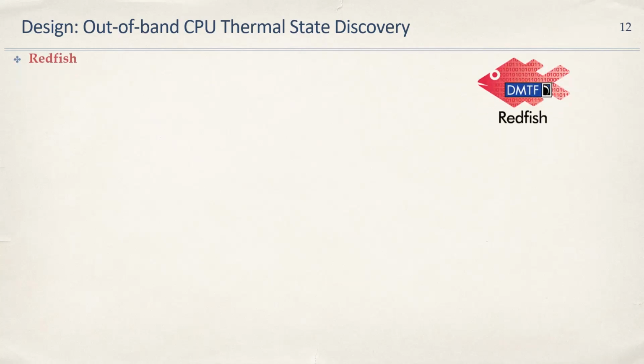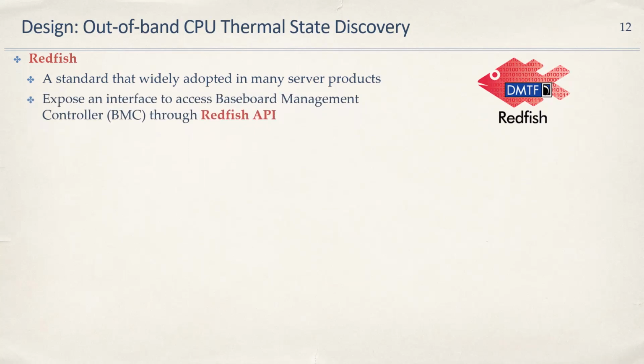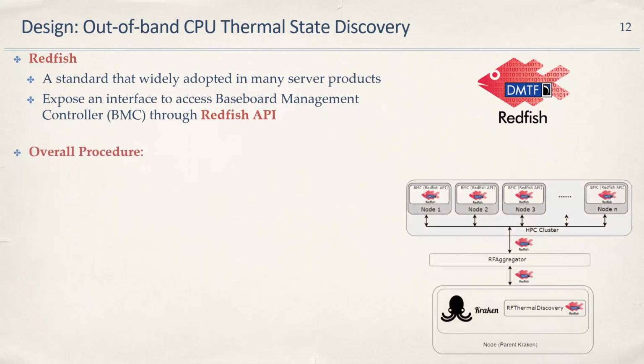For out-of-band, we are using the Redfish API, which is defined by the DMTF Redfish group. DMTF is the Distributed Management Task Force, and Redfish is a standard widely adopted in many HPC server products. It exposes an interface to access the baseboard management controller through the Redfish API. The overall procedure, or deployment mechanism, looks like this.